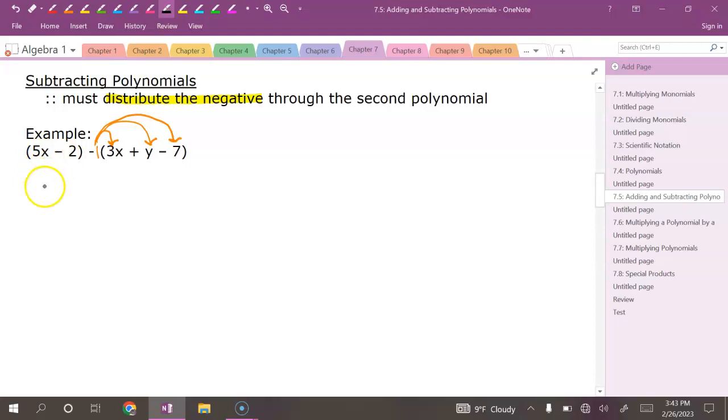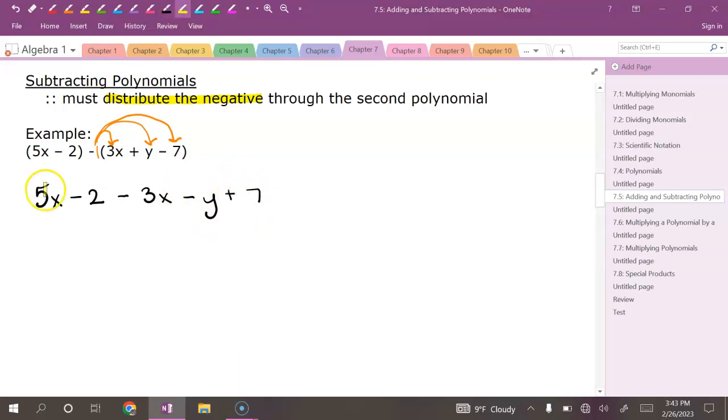So I'm going to leave that 5x minus 2 alone because I didn't have to change that. But all of these terms in the second set, you're going to have to switch. And all they do is switch signs. So it's going to be a -3x minus y and then plus 7.